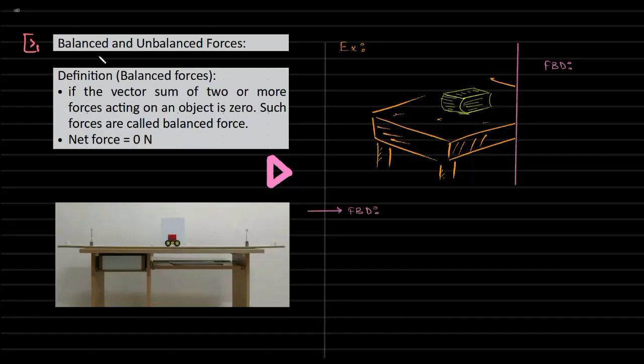We're looking at something called balanced and unbalanced force. The definition of balanced force is this: if the vector sum of two or more forces acting on an object is 0, such forces are called balanced force. That is, the net force is equal to 0. So F net is equal to 0 Newton. So let's have a look at how this 0 Newton force looks.